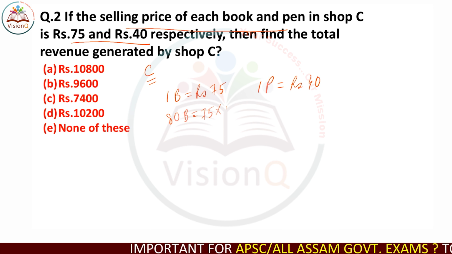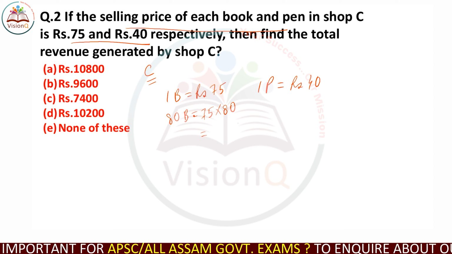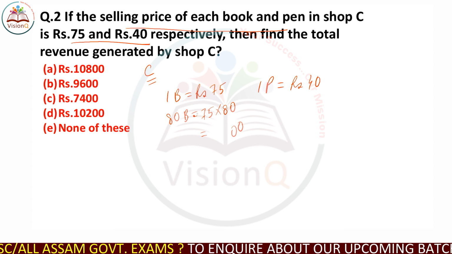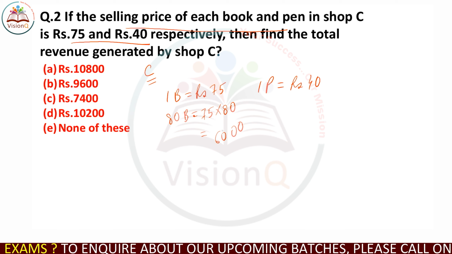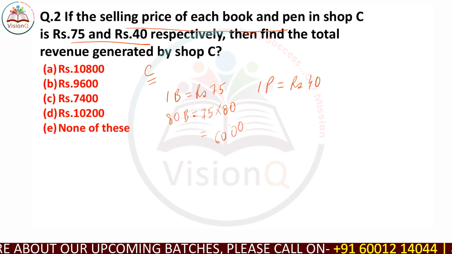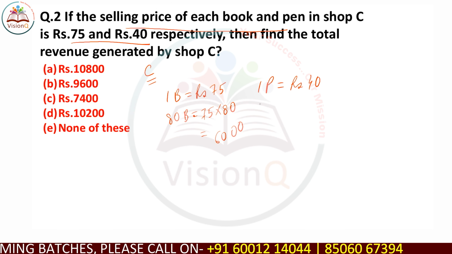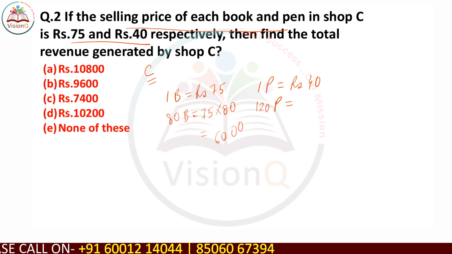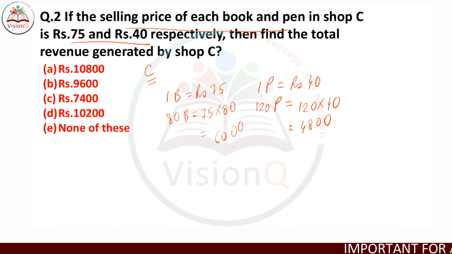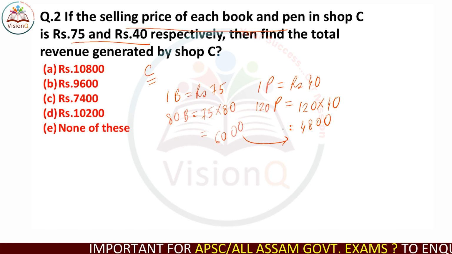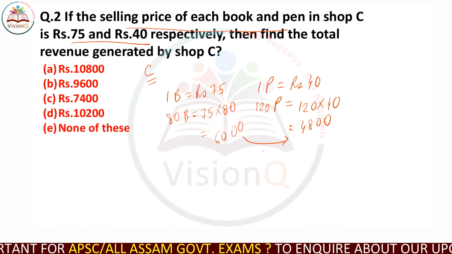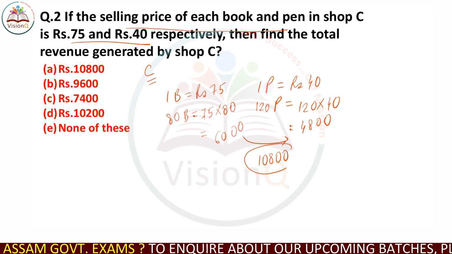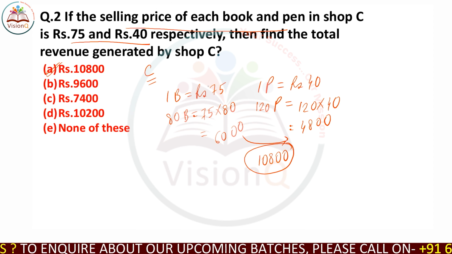75 into 80. Now if I multiply these two numbers, I will get the value as 6000. Okay, 75 into 80 is 6000. And shop C sold 120 pens. If the price of one pen is 40, then the selling price of 120 will be how much? 120 into 40, which will be 4800. And if I add these two, I will get the total revenue of this shop C. So 6000 plus 4800 will be how much? 10800. So the right answer is option number A, 10800.